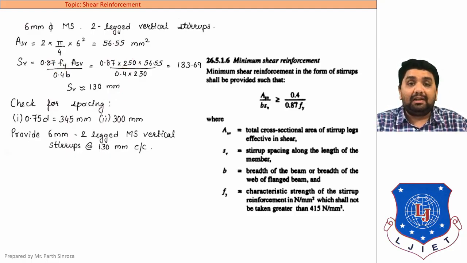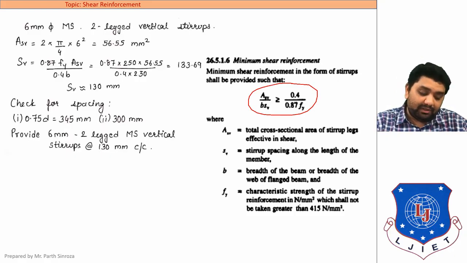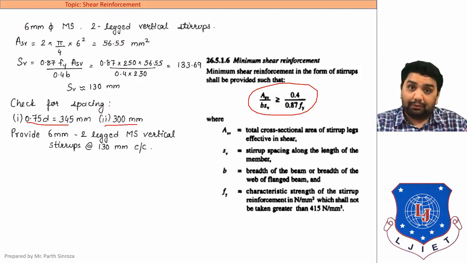Now checks. Here the checks will be the same that we have discussed earlier. There are 3 checks. The first check we have already done, that is the minimum shear criteria, and the remaining 2 checks were, first 0.75D and the second 300 mm. Clear? So 0.75D comes out to be 345. And the second criterion being 300 mm, we will always provide the smallest value of these.